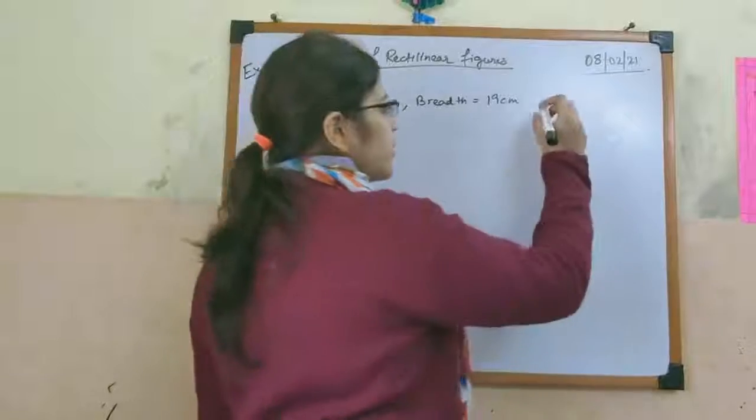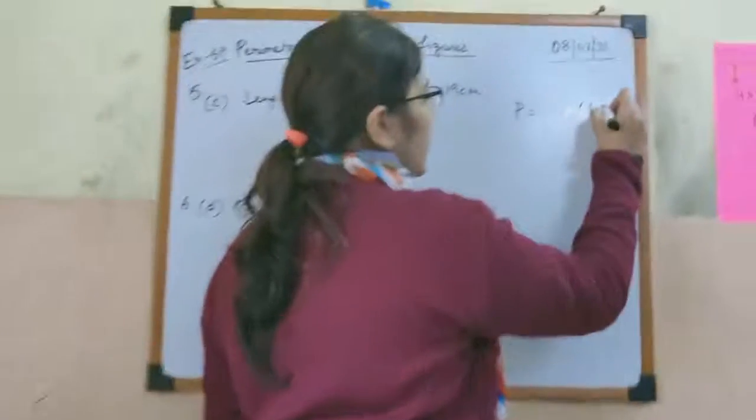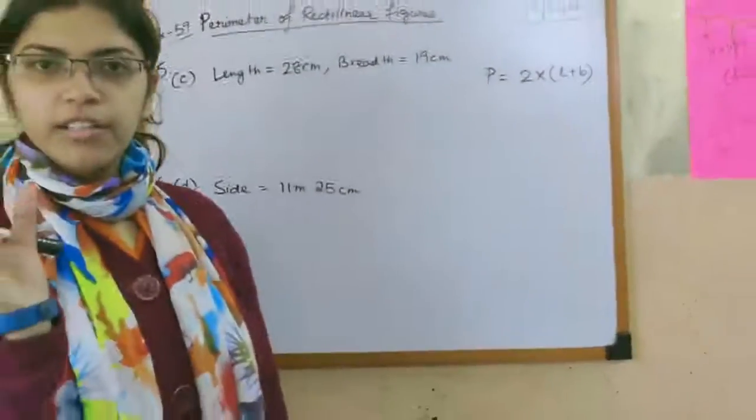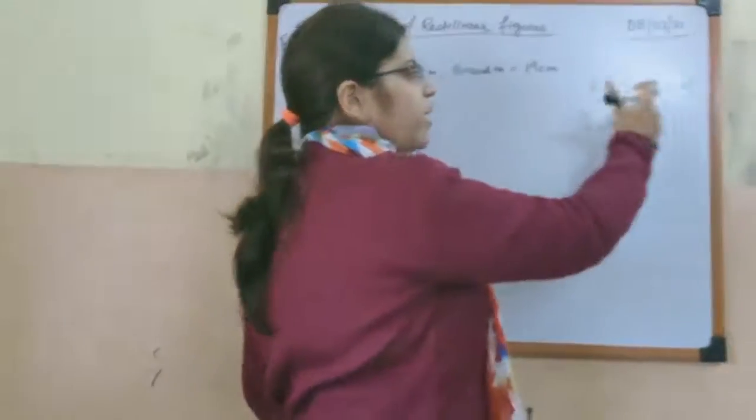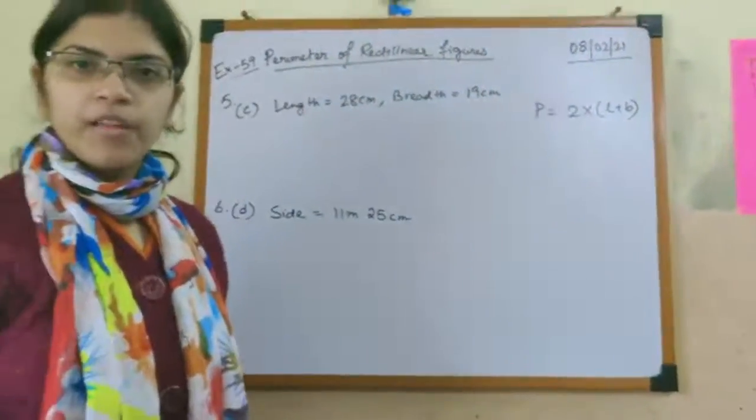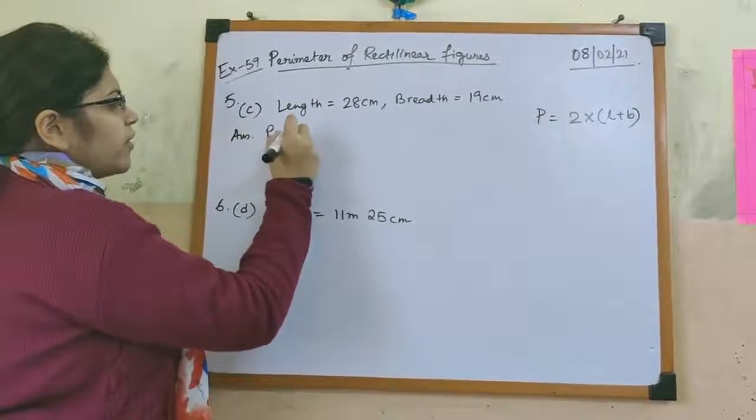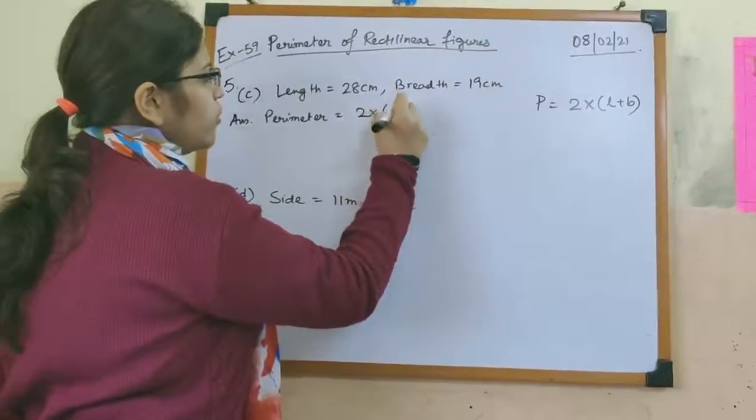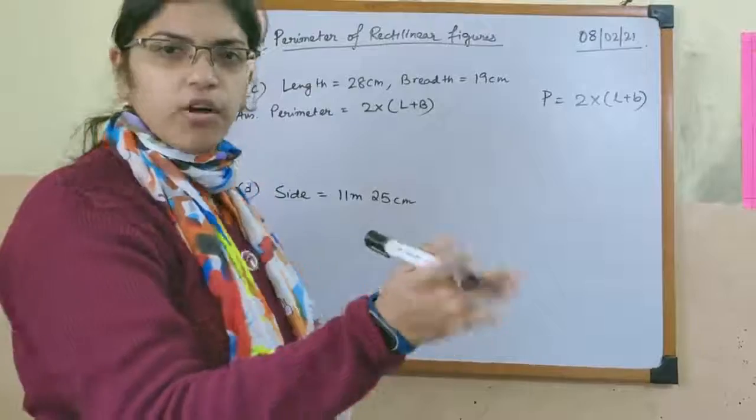The formula is perimeter equals 2 multiplied by length plus breadth. The length plus breadth part should be in brackets, so you first calculate this, then you multiply 2 with that. Clear? So we are going to find the perimeter. The formula we know is 2 into length plus breadth. You can write small l or capital L, not a problem.